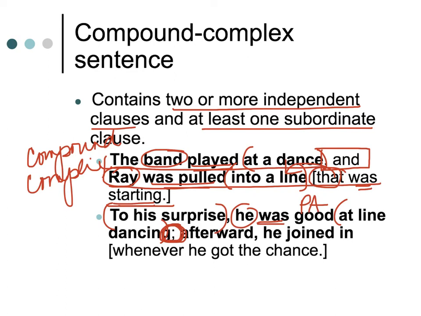Now let's look at the other part of the sentence. Afterward, he joined in whenever he got the chance. Joined is the verb. He is the subject. Afterward is an adverb saying when he joined. In is an adverb saying how he joined. Whenever he got the chance has a verb. It has a subject. It is an adverb clause. Therefore, you have two sentences here with one subordinate clause, compound complex.